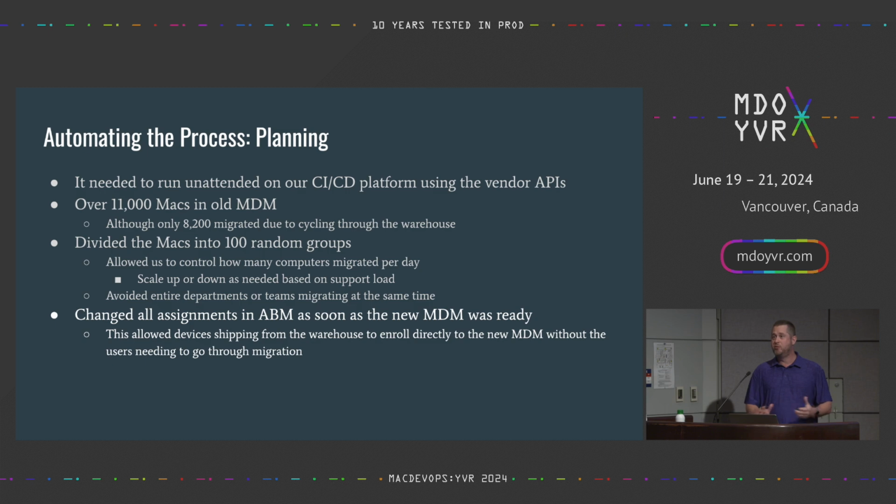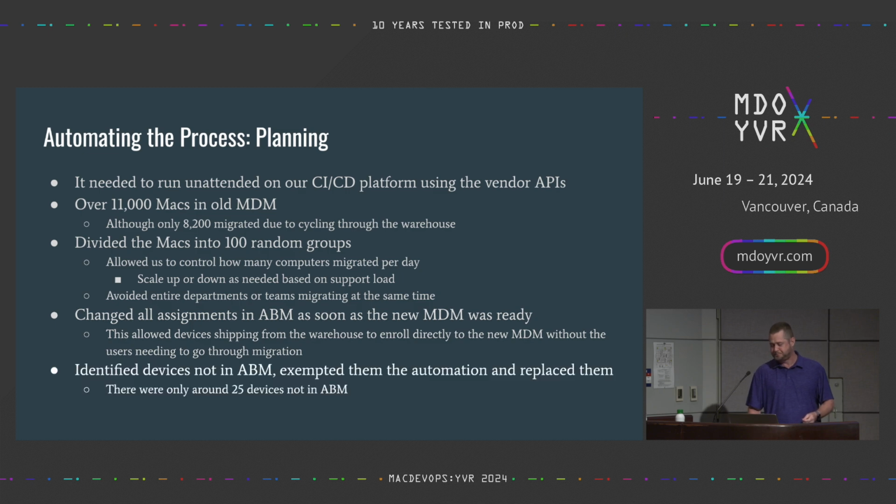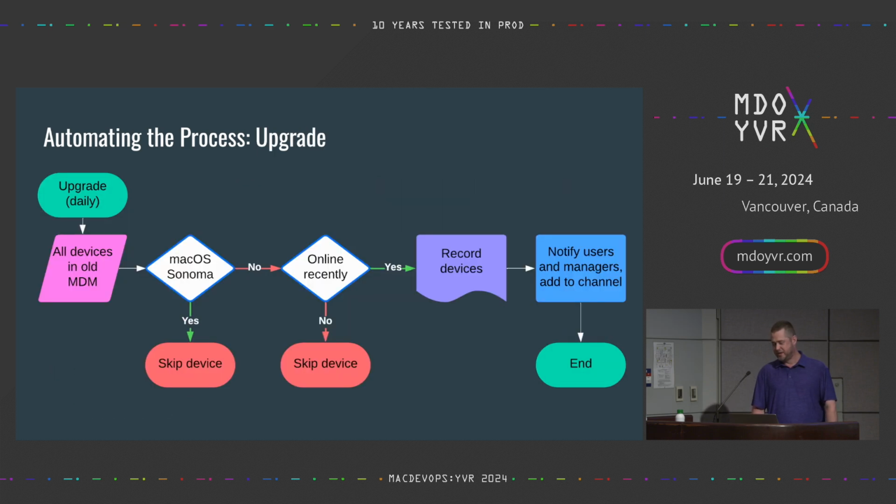So when the new MDM was ready, we changed all the assignments in Apple Business Manager, and that meant any of those devices, brand new devices or recycled devices coming through the warehouse, just went to the new MDM, and those users didn't have to deal with migrating. So that's where we saw that discrepancy of the 11,000 to the 8,200. And then we found about 25 devices that weren't in ABM, and we just exempted them from the automation, and those users got new computers because that was the easiest course of action there. And of course, we did lots of testing. So here's a look at our automation processes.